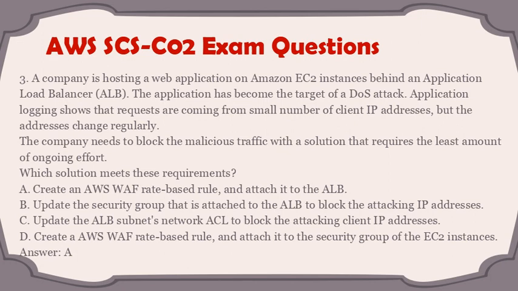B. Update the security group that is attached to the ALB to block the attacking IP addresses. C. Update the ALB subnet's network ACL to block the attacking client IP addresses. D. Create an AWS WAF rate-based rule, and attach it to the security group of the EC2 instances. Answer: A.